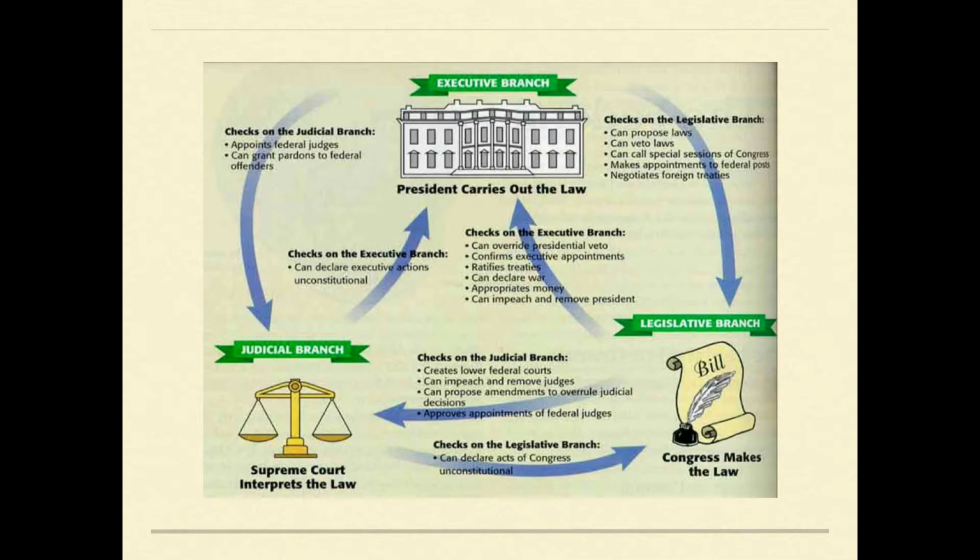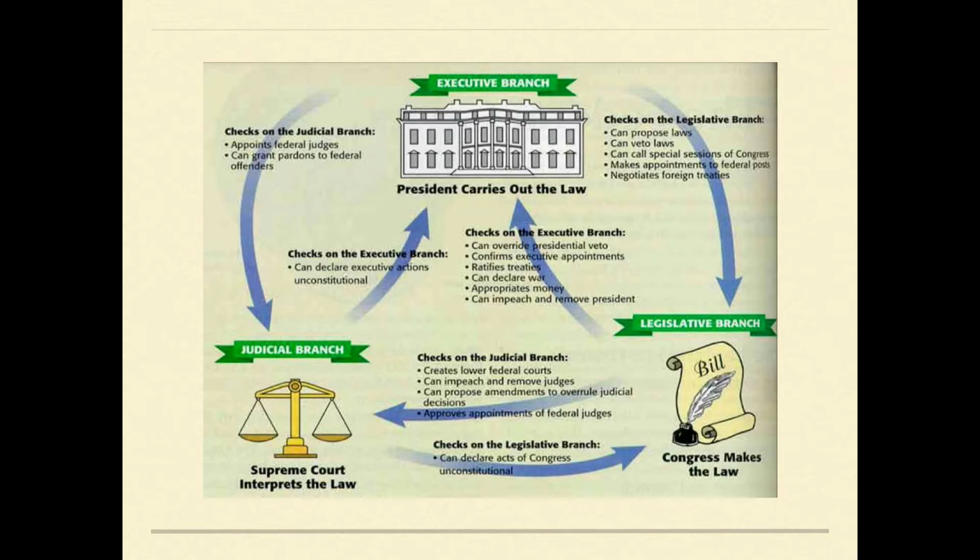Now, the judicial branch is the one that interprets and applies the laws, but the president appoints federal judges and can pardon federal offenders. So we see that he has some power over there. Similarly, the judicial branch works the same way. They can declare actions unconstitutional. So if the president does something wrong, the judicial branch gets to tell him that. They get to do the same thing for Congress.